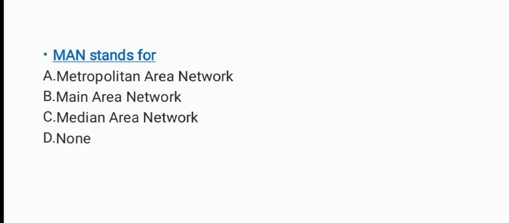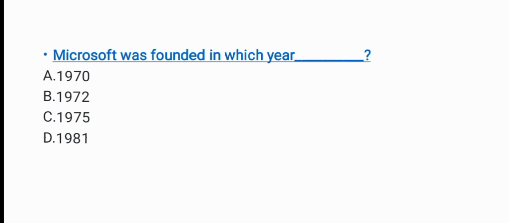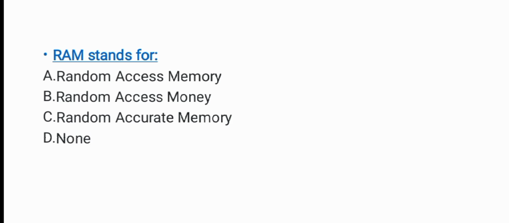MAN stands for Metropolitan Area Network, Main Area Network, Median Area Network, none of these. The correct option is option A, Metropolitan Area Network. Microsoft was founded in which year? 1970, 1972, 1975, 1981. The correct option is option C, 1975. RAM stands for Random Access Memory, Access Money, Random Accurate Money, none of these. The correct option is option A, Random Access Memory.